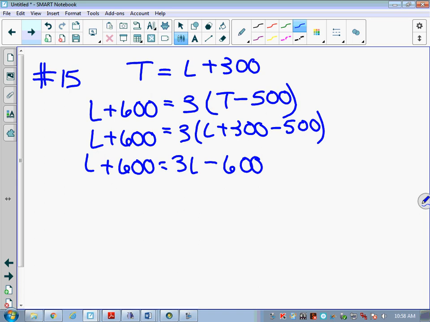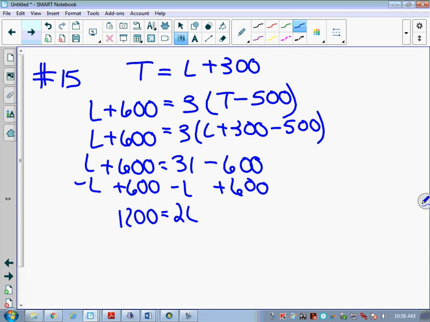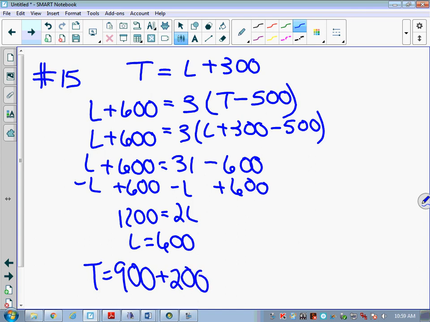Okay? Let's see. We can subtract L here. Subtract L, add 600. Make sure you don't cancel those 600s out. We get 1200 equals 2 times Loki's age. Loki is 600. Okay? Go back up to the beginning. 600 plus 300. Thor is 900. That's not my final answer because we want to know how old he's going to be 200 years from now. Thor will be 1100 years old.